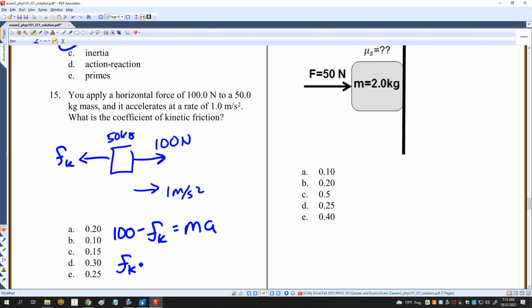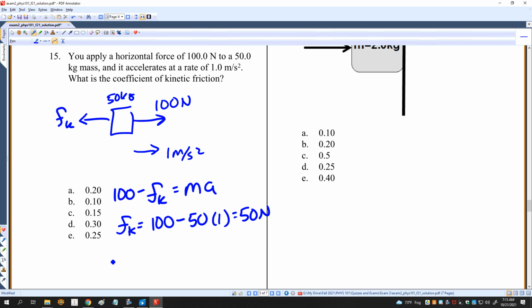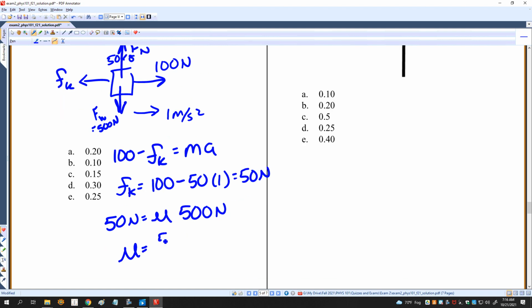So Fk is equal to 100 minus ma, 50 times 1. That's equal to 50 newtons. So I have a frictional force of 50 newtons. So 50 newtons is equal to mu times my normal force, which is 500 newtons, because I have a normal force here that will be equal to the weight, and that weight is equal to 500 newtons. So mu is 50 over 500, which is 0.1.